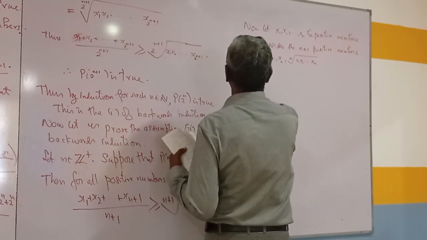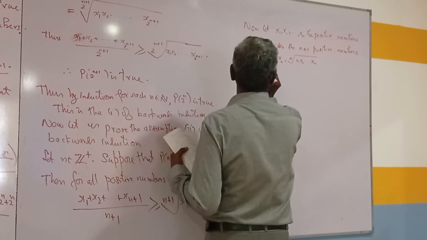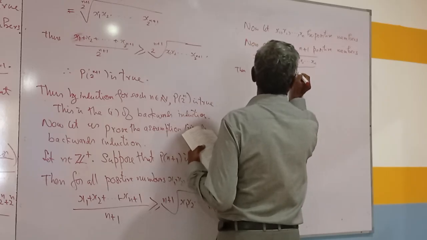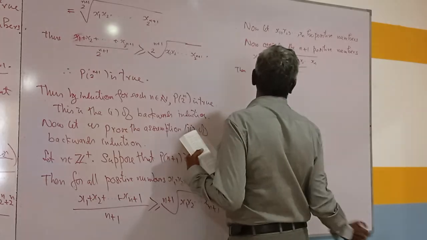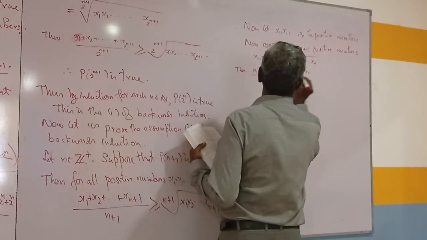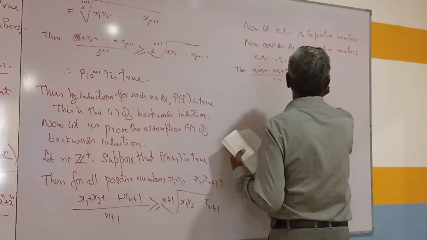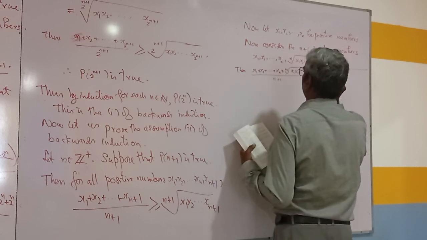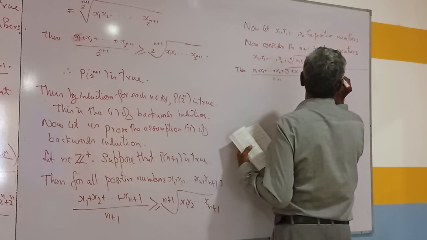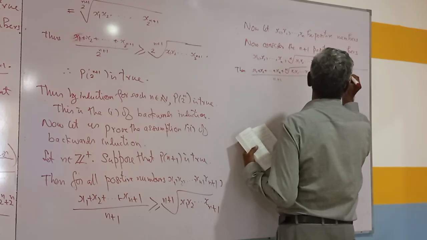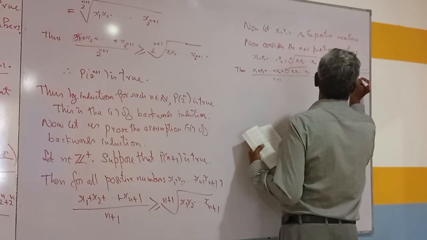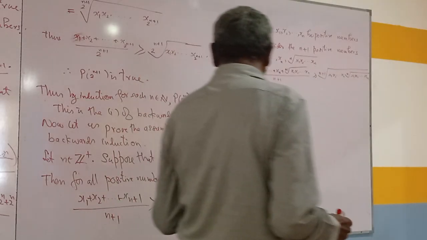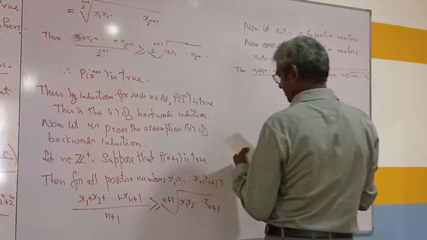Then I get (x1 + x2 + ... + xn + the nth root of x1 x2 ... xn) divided by n+1 is greater than or equal to the (n+1)th root of x1, x2, ..., xn times the nth root of the same product, up to this, right?